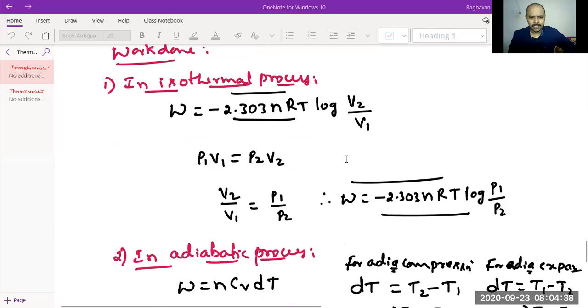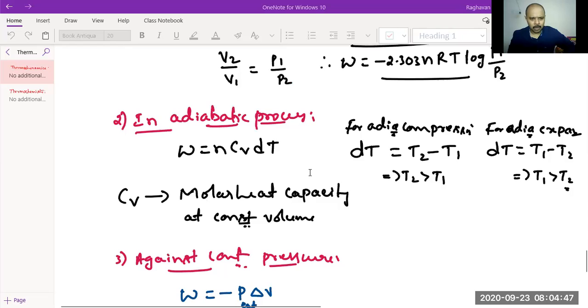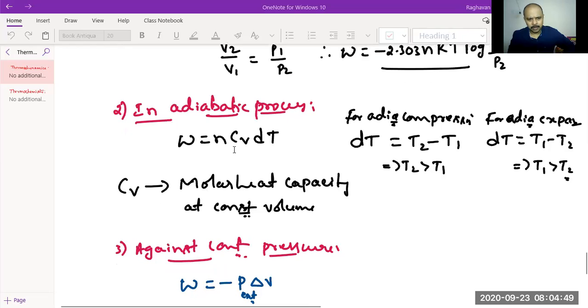Expressions for work done in reversible isothermal processes: minus 2.303 nRT log V2 by V1. Result is P1 by P2. Or in terms of adiabatic process, work done W is equal to n Cv dT. So, it is for compression T2 minus T1, for expansion T1 minus T2, because higher minus lower, higher temperature minus lower temperature, and Cv is the molar heat capacity.